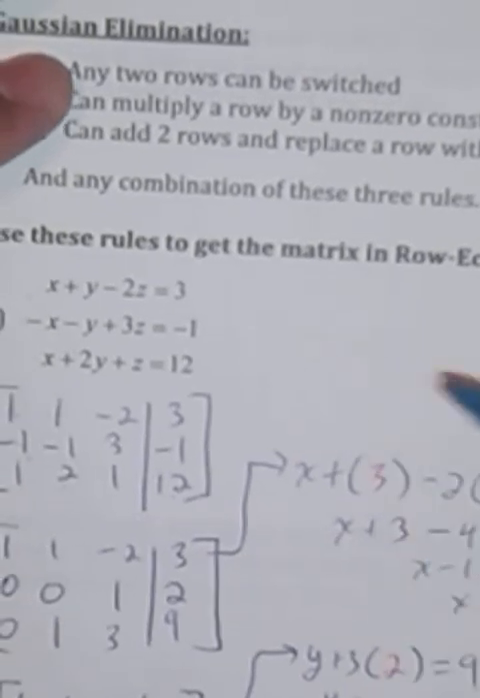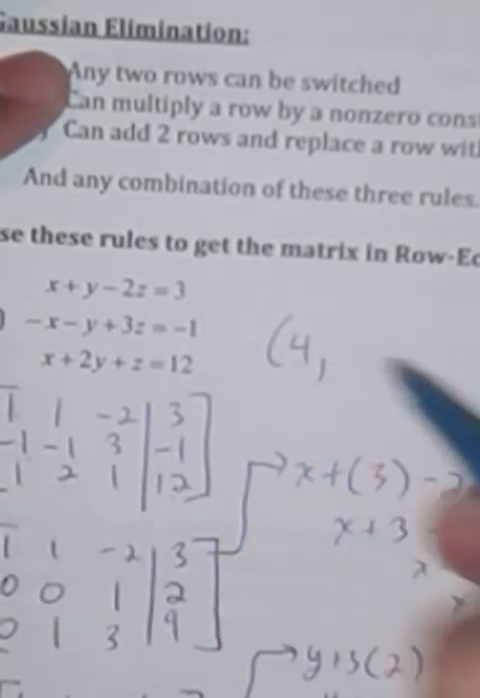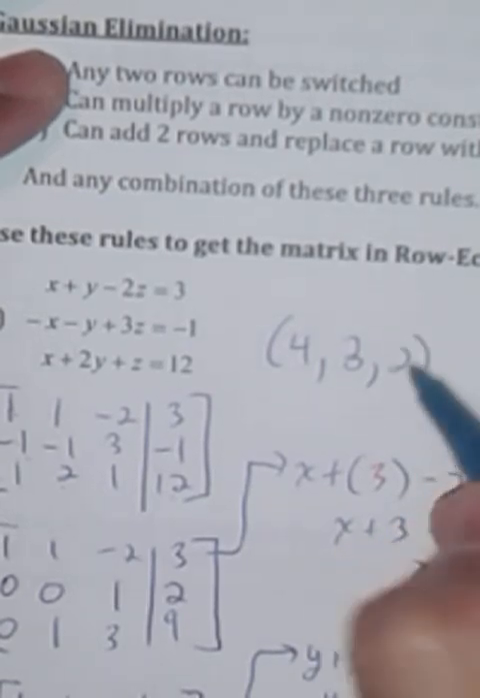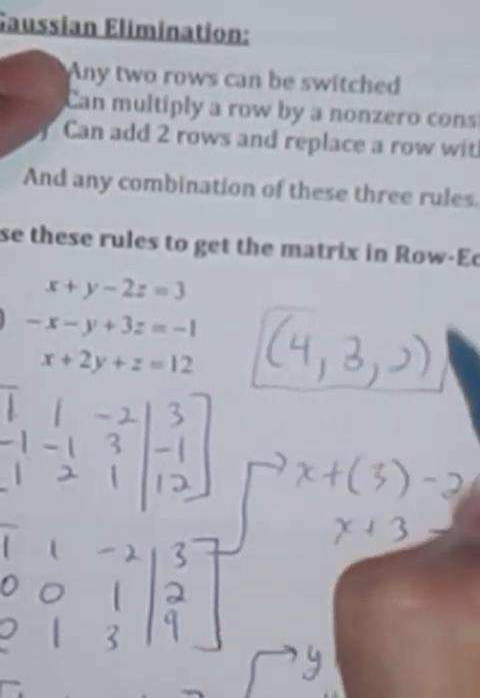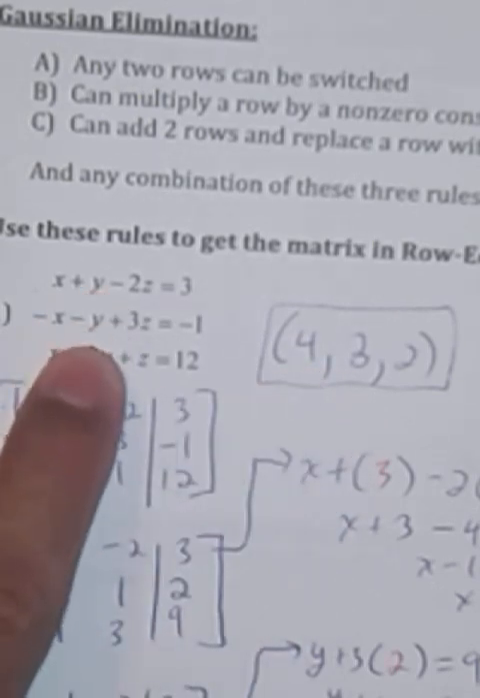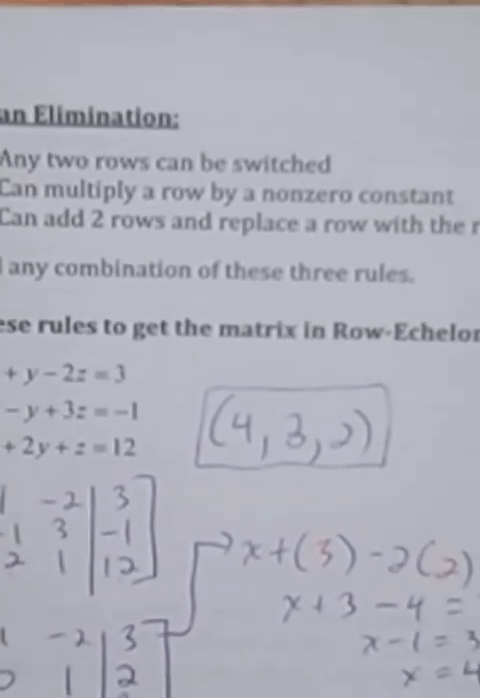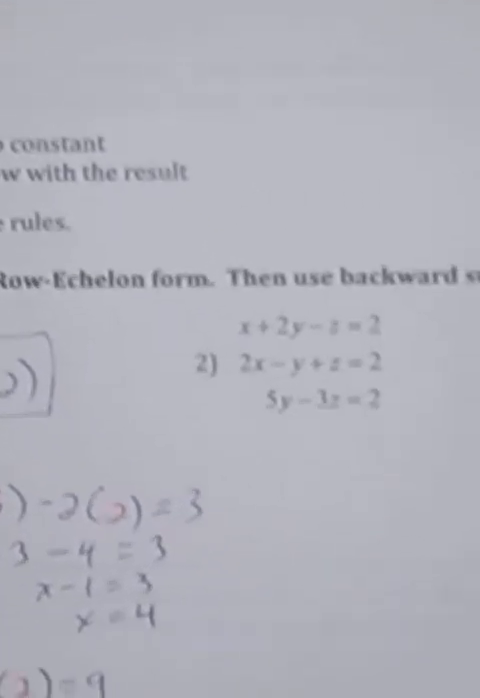Okay, so how do I write that? I write 4, 3, comma 2. All right, and I can check my answer by just substituting each of those into each equation and just making sure that that's a true statement. All right, I'm going to stop there for this part, and then we'll continue. We'll do number 2 next on the next video.